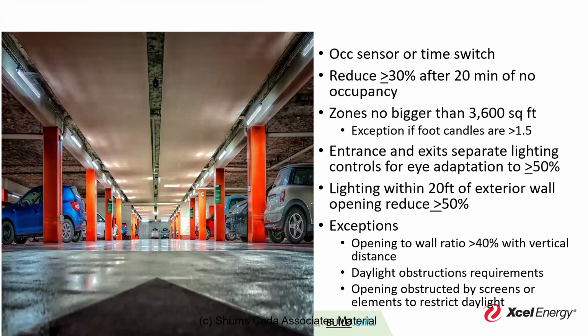So we'd need to be on an occupancy sensor or a time switch. We'd reduce lighting by a minimum of 30%, 20 minutes after no occupancy or after no movement, right? If it's picking up that occupancy use. We have zoning control related issues at 3,600 square feet. And then we've got a couple of other things here. Entrances and exits have a separate control narrative here where they're allowed to reduce to 50%, right? So that allows for better eye adaptation when you're leaving the parking garage, heading out into the street.